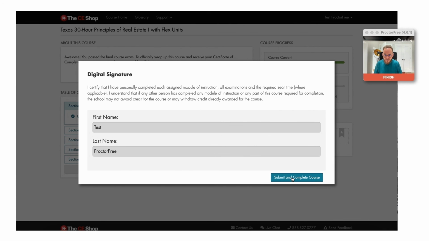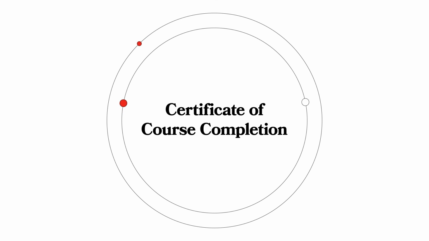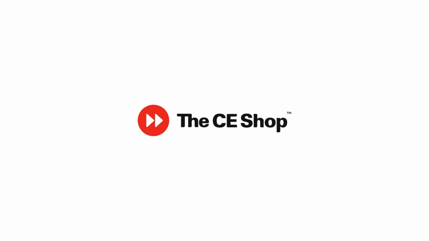Depending on which state you're in, you may need to answer some additional security questions. The ProctorFree team will now review your examination session, which could take up to 48 business hours. Once they've approved your session, you will receive your official certificate of course completion. Congratulations, you've passed your course pain-free with the CE Shop.